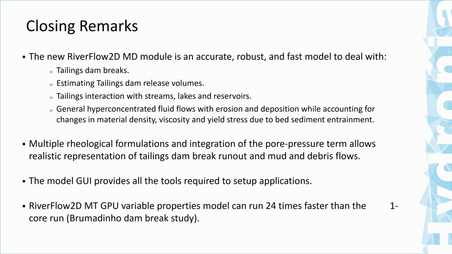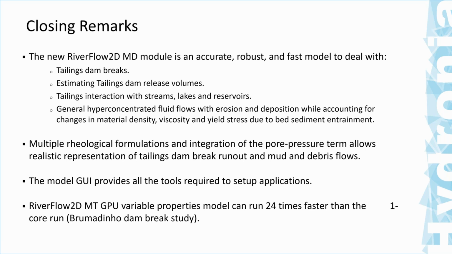And just a few closing remarks. The new model, we think, is a very accurate, robust, and fast model that can deal with tailings dam breaks, estimating the release volumes, or at least approximating the volumes. It's a much better way than having to estimate these volumes with different empirical parameters. You can study the interaction with the tailings of the streams, lakes, and reservoirs. And you can use the model for general hyperconcentrated fluid flows that include erosion and deposition. So you don't have to run a separate sediment transport model or a water model separately. You can use the non-Newtonian approximation directly.